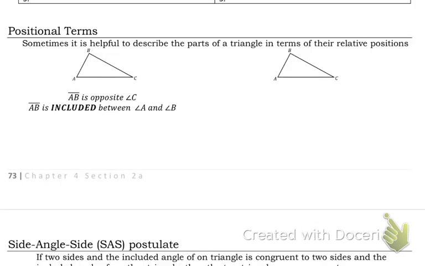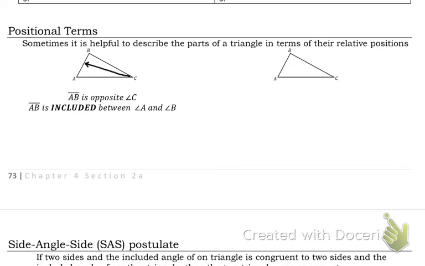All right, some positional terms real quick. We're going to use the term included and the term opposite. So in this case, if I'm looking at angle C, it's all perspective on what angle you're talking about to begin with. If I look at angle C and I ask you what side is opposite angle C, you're going to say that's AB. It's the one that's directly across from it. That's what makes it opposite.